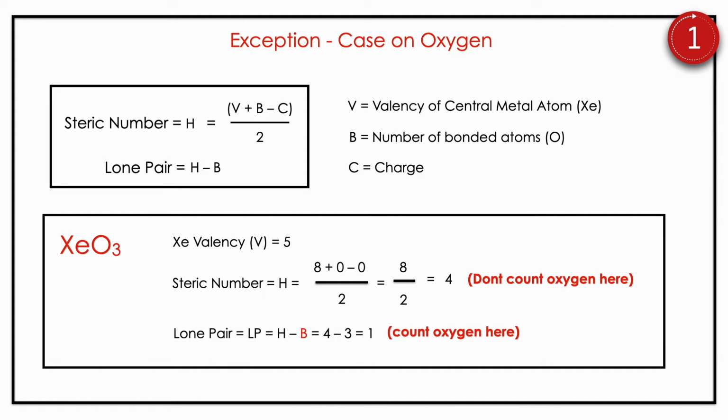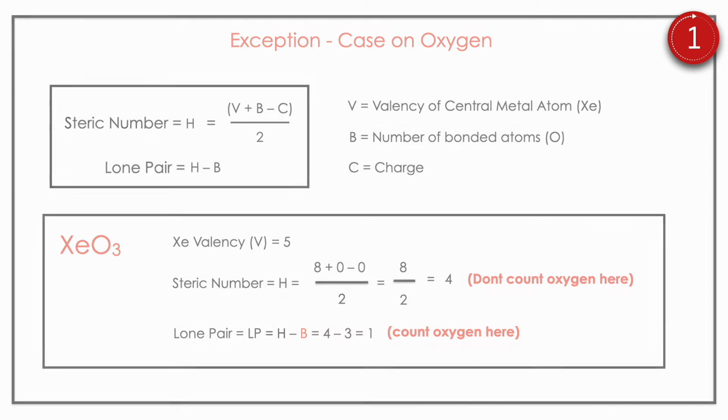Here only one exception is there. You should also memorize that if oxygen comes, don't count it for H but count it for lone pair. Here I have given xenon trioxide. Here xenon valency is 8. You should not count oxygen in the steric number. So 8 by 2, 4. On the contrary, if you look for lone pair, you should count oxygen. So the answer will be 1 there. So if oxygen comes, you should not include it in the steric number calculation.